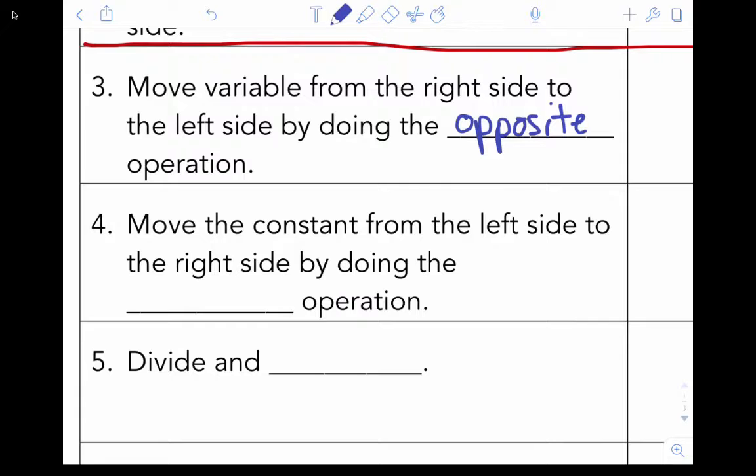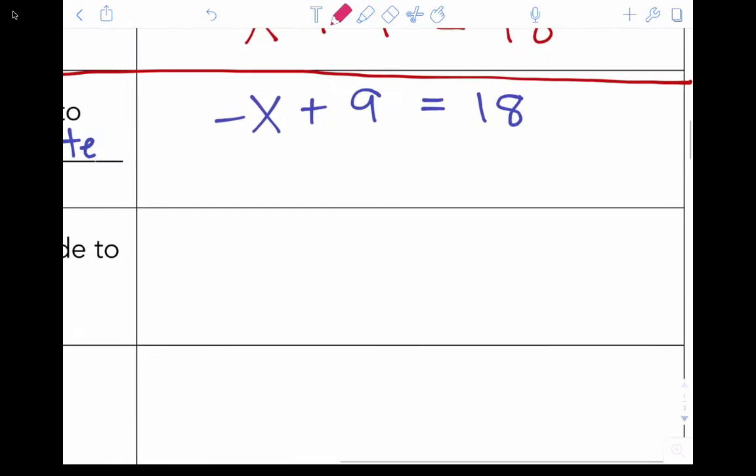My next step, I need to move the constant from the left side to the right side by once again doing the opposite operation. So what is the constant? Well, the constant's any number that's just standing alone. So 9 would be a constant because it's just standing alone. 18 would be a constant because it's just standing alone. If there's a number that's attached to the x, like a number that's being multiplied to it, we're not talking about that. We're just talking about these ones that are just standing alone.